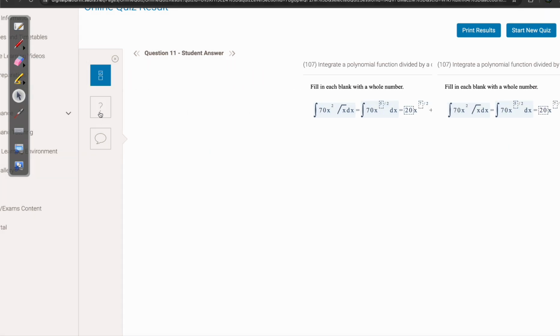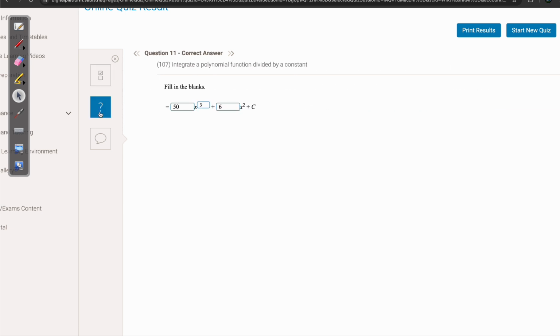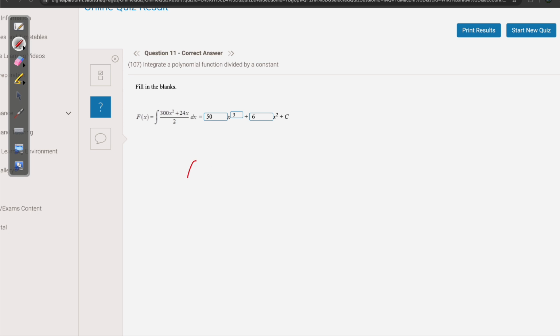Number 11. F of x is equal to the integral of 300x squared plus 24x over 2 dx. So again, integrate 150x squared plus 12x. And then we're gonna integrate like the rule. So 150x cubed over the new power, which is 3. So 150 over 3 is 50x cubed. Plus, again, we do the rule and we get 6x squared, which again is the answer they're looking for.